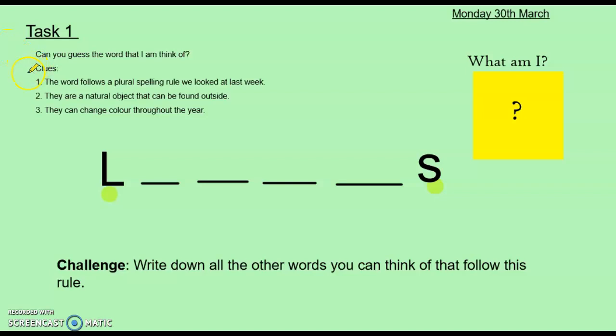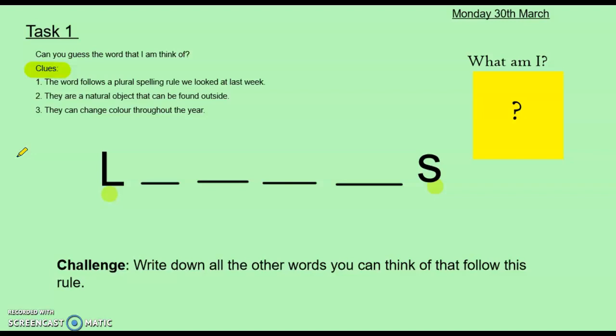I've been kind to you and I have given you some clues. So here are the clues. The word follows a plural spelling rule we looked at last week. So think of some of the spelling rules we looked at last week. So we know it's a plural, it means more than one.